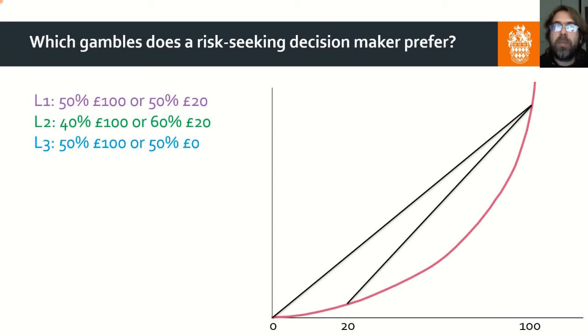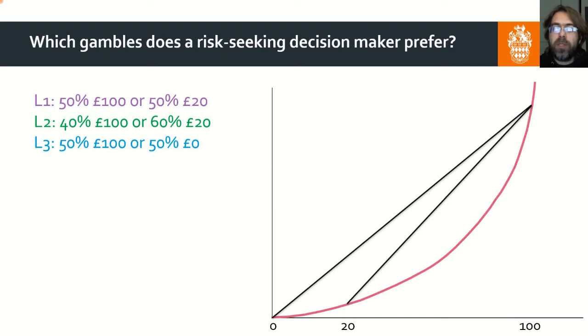Now some people think that being risk-seeking means you like risk just for the sake of it, but that is not true. If you compare L1 and L2, you see that they have the same outcomes, but L1 gives the better outcome with a higher probability, and therefore even a risk-seeking decision maker is going to prefer L1. Similarly, if you compare L1 and L3, you see that they have the same probabilities for the good and the bad outcome. They also have an identical good outcome, but the bad outcome is worse in L3 than in L1. Therefore, again, L1 dominates L3, and even a risk-seeking decision maker is going to prefer L1 over L3.